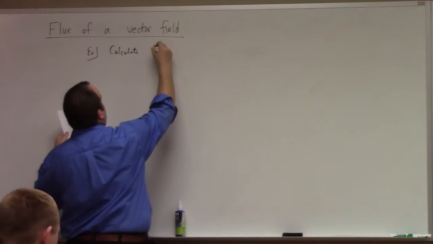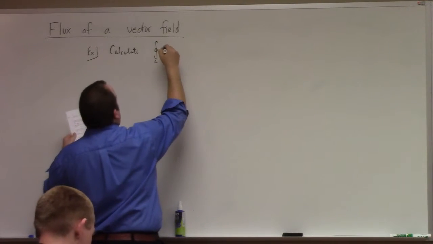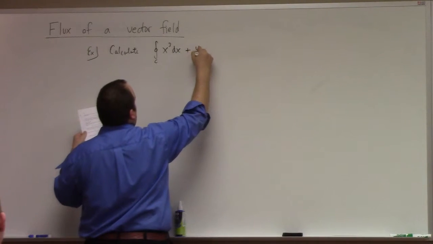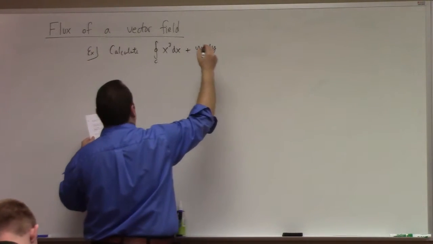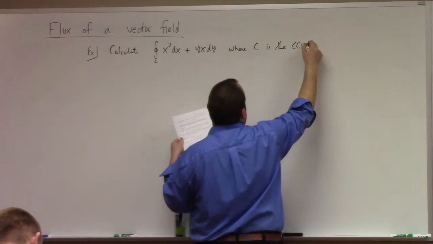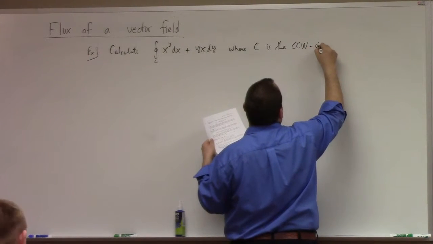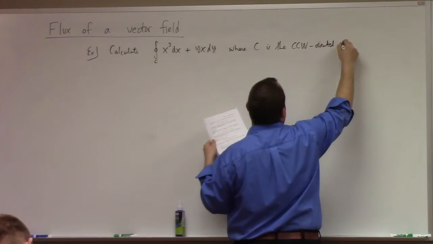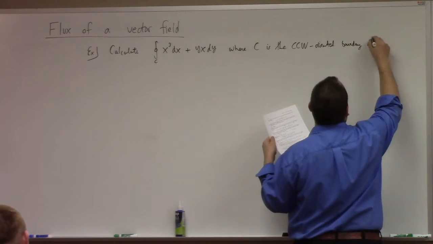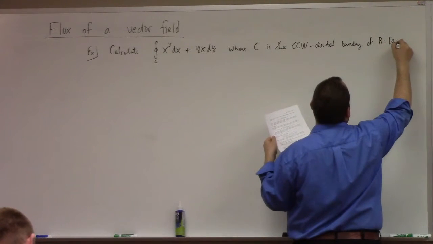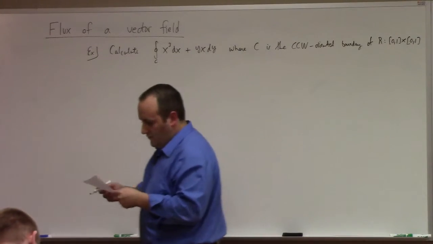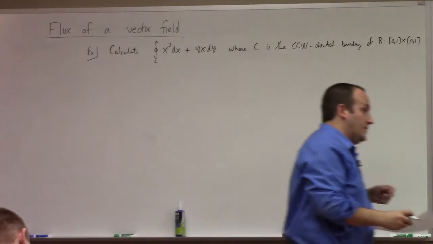Calculate this integral of x cubed dx plus yx dy, where C is the counterclockwise oriented boundary of the rectangle [0,1] cross [0,1]. This is a Cartesian product. In other words, this curve is the boundary of a square.